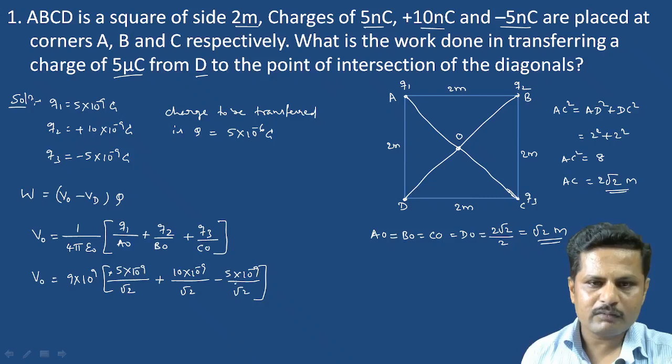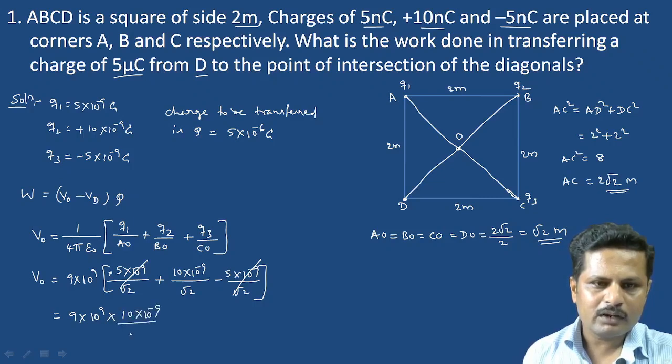So here we have plus and here we have minus, and the same magnitude, so these two will get cancelled, and then we'll get only 9 into 10 raised to 9 into 10 into 10 raised to minus 9 divided by root 2. And here 10 to the power of minus 9 and 10 to the power of plus 9 will get cancelled. We will get 90 divided by root 2. So 90 divided by root 2 is nothing but 90 divided by 1.414, that is V0. So therefore V0 is equal to 90 divided by 1.414. This is equal to 63.64 volt.